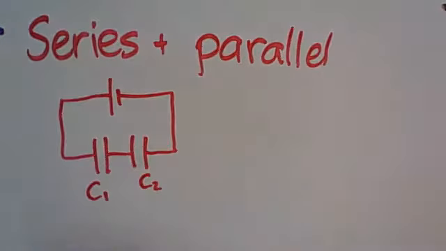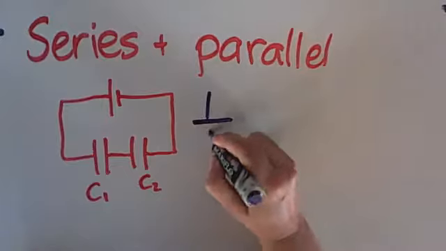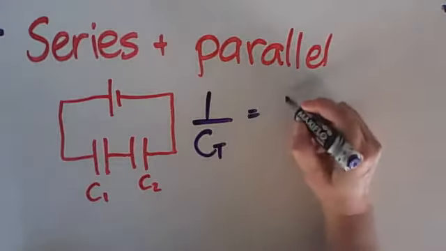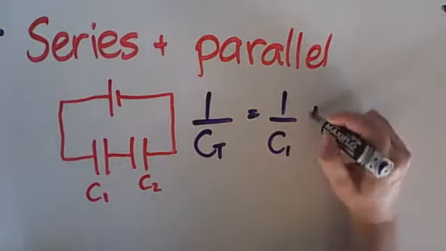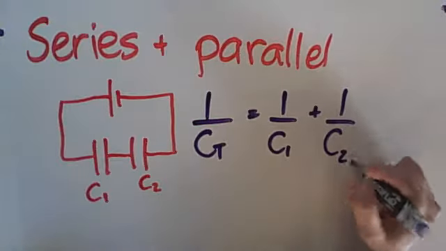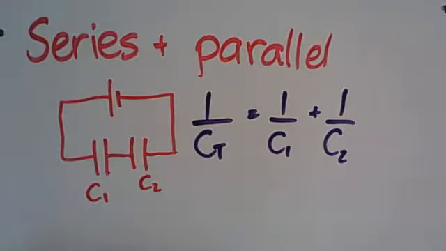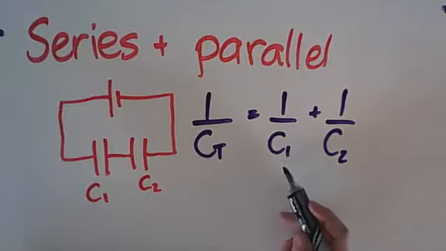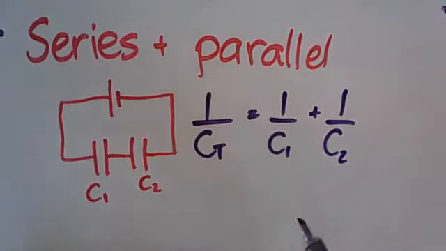Okay, the net result of that is that the total capacitance in the circuit is going to be determined by the way it charges up. And we find that the total capacitance is calculated reciprocally. Okay, 1 over the total capacitance equals 1 over the first capacitance plus 1 over the second capacitance, and so on for however many capacitors there are.